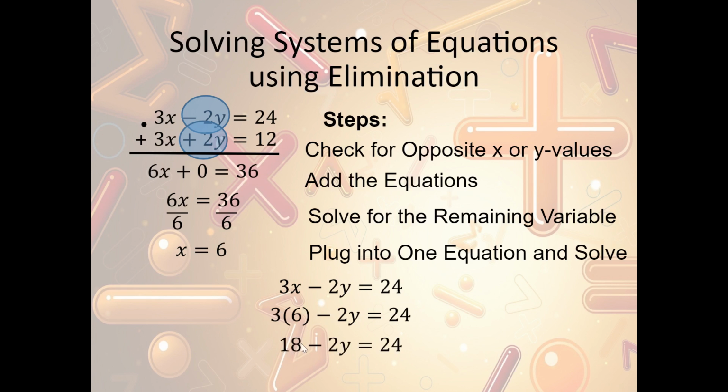We need to get rid of this 18. So we're going to subtract 18 to get rid of that. And we're left with -2y is equal to 24 minus 18 is 6. We'll divide both sides by -2, and we get y is equal to -3.